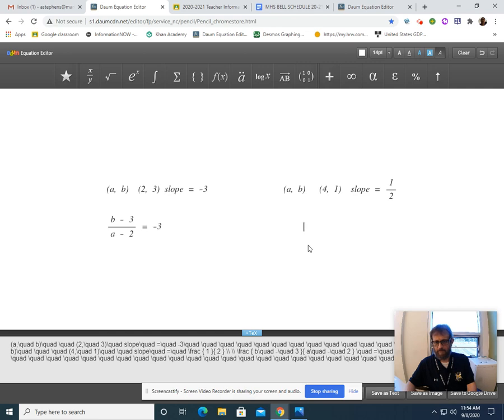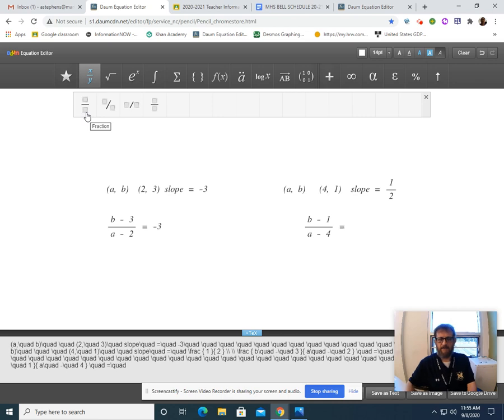Likewise, over here, for this equation, same idea. b minus 1 divided by a minus 4 has to be 1/2. Now, I have effectively written the equations for these two lines in what is called an old school version of point slope form. You've seen point slope form written in a different way, but this is actually how I learned point slope form, when you have it looking like this.